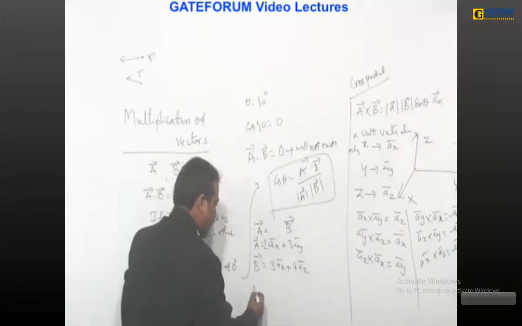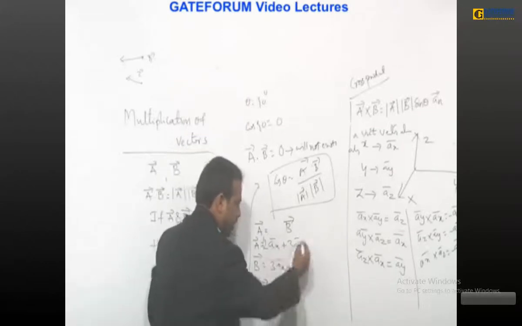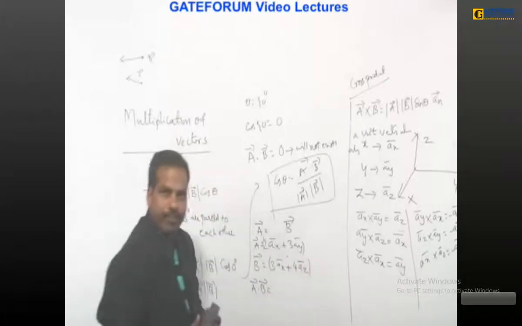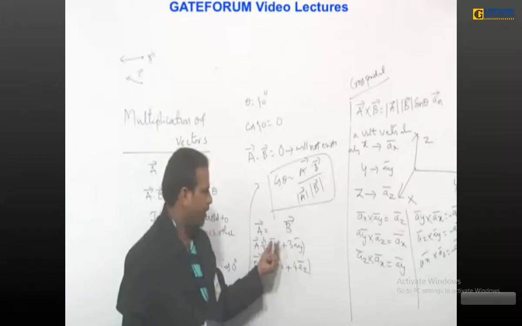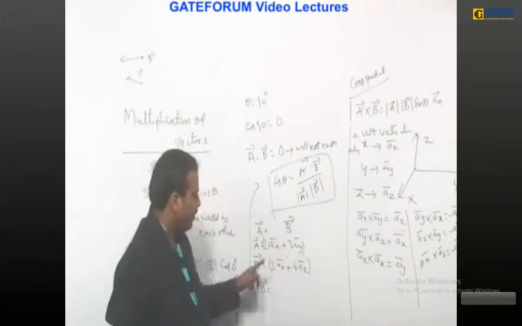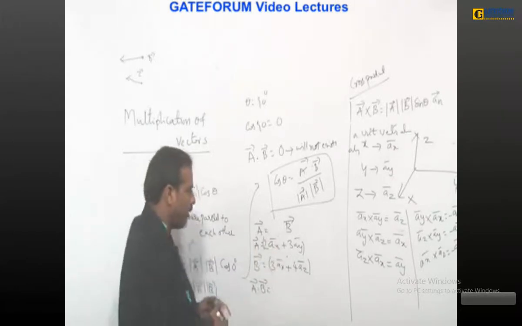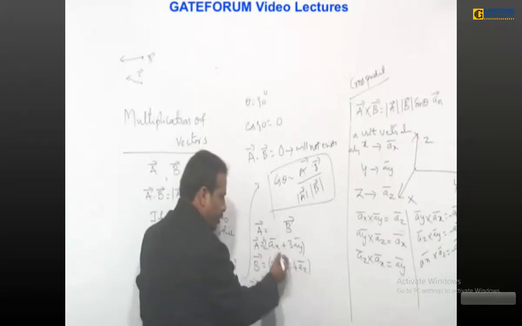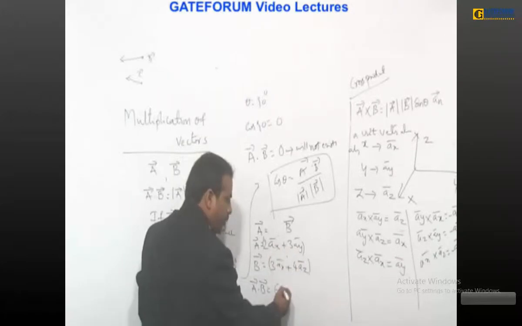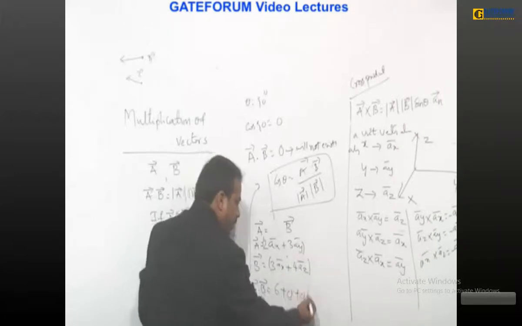So when you perform the dot product here, this is multiplied with this. AX bar and AX bar are similar vectors, along the X direction. When they are along the same direction, the angle between them is zero. So 2 into 3 equals 6. Similarly, 2 into AX bar dot AZ bar, which are perpendicular to each other, becomes 0. Similarly, AY bar dot AX bar becomes 0, and AY bar dot AZ bar becomes 0.